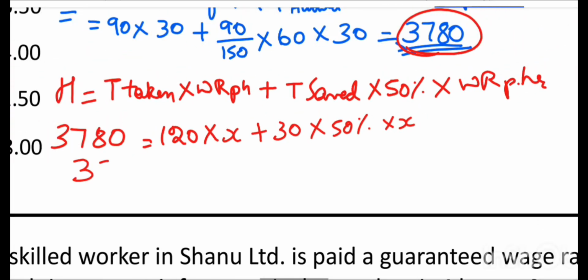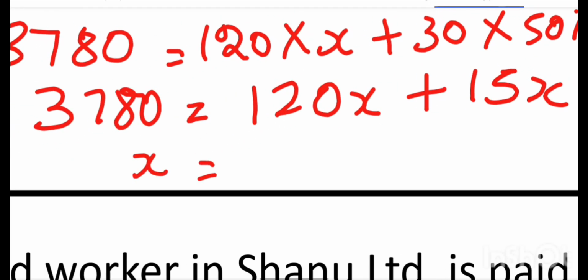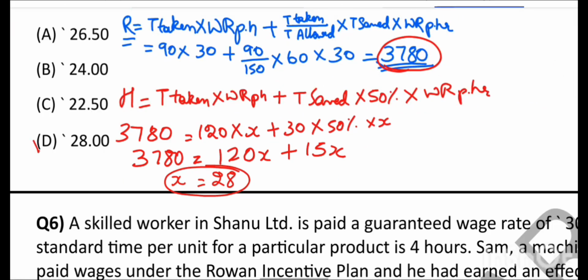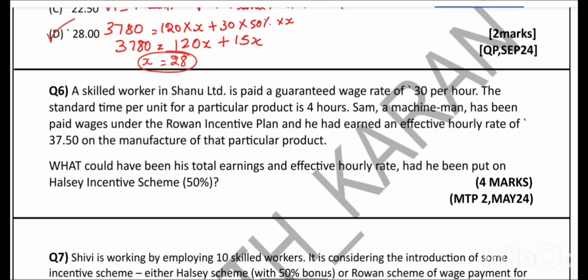So this comes out to be 3780 equals 120x plus 30 into 50%, 15x. So x is equal to 3780 upon 135. So this is 28. So it's option D. Fine. Then let's move to question 6.